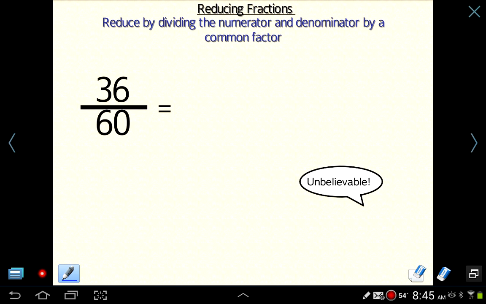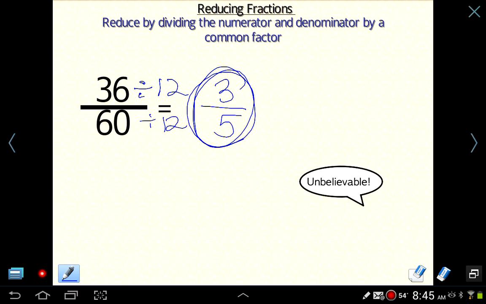Here's another one. 36 divided by 60. Now if you can think of a bigger number, go ahead and use it. I'm going to use 12. So 36 divided by 12 is 3. 60 divided by 12 is 5. And check it out, I got my answer right away. 3/5 is in lowest terms. You cannot simplify that anymore.